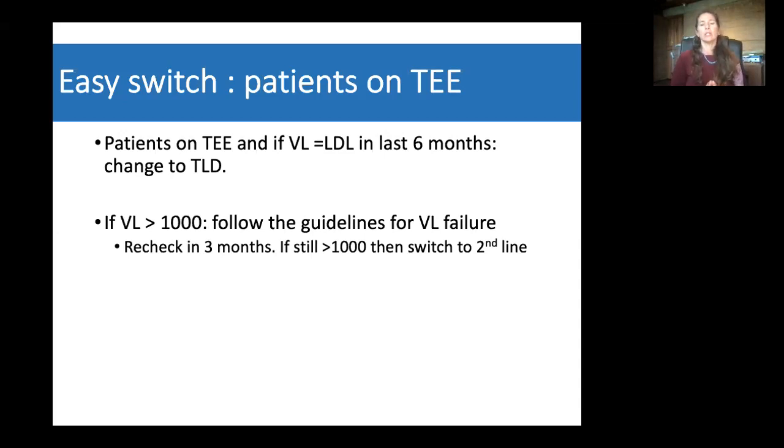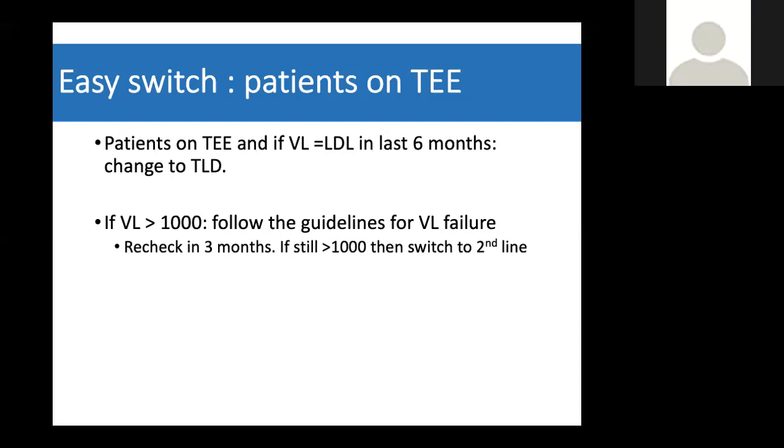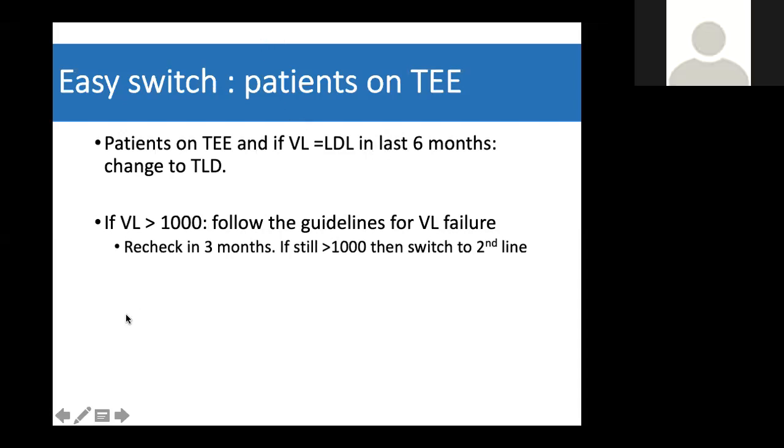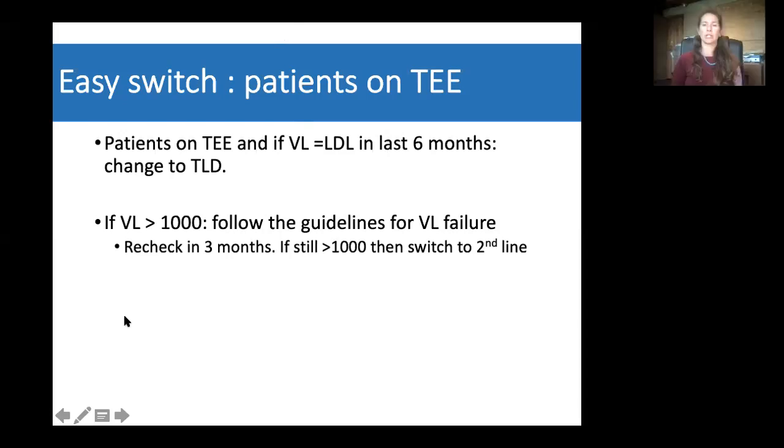Great. So if you've got a patient who's now on TEE and you do the viral load and it is over 1,000, then you follow your guidelines for viral load failure. They're here for their routine viral load check, and it shows a viral load over 1,000. Is this possibly viral load failure? You recheck the viral load in 3 months, and if it's still high, you switch to second line.